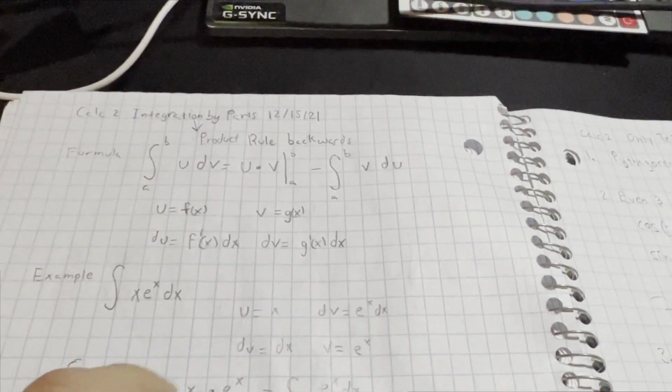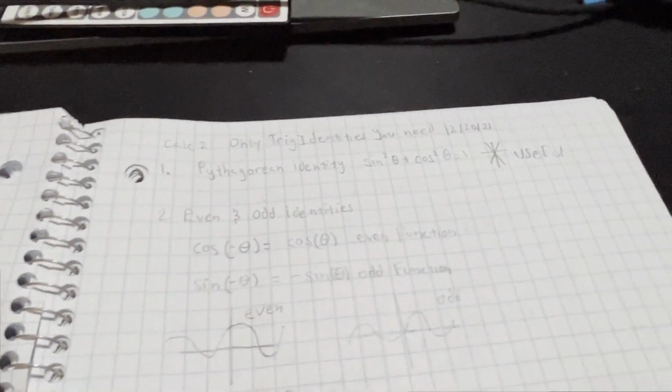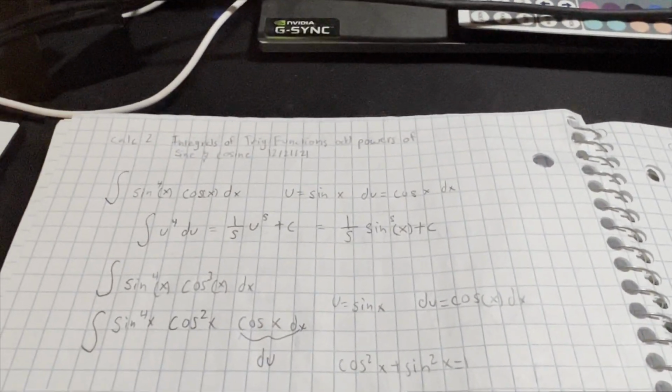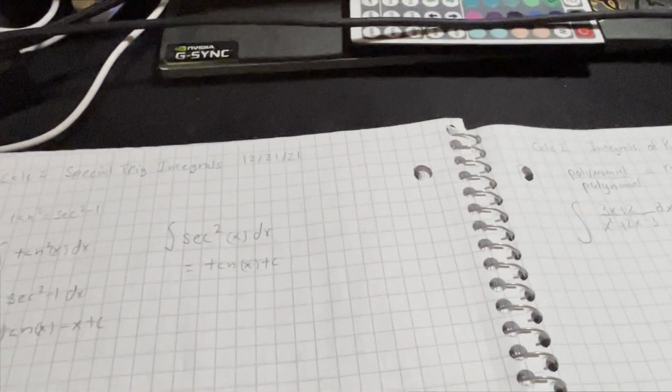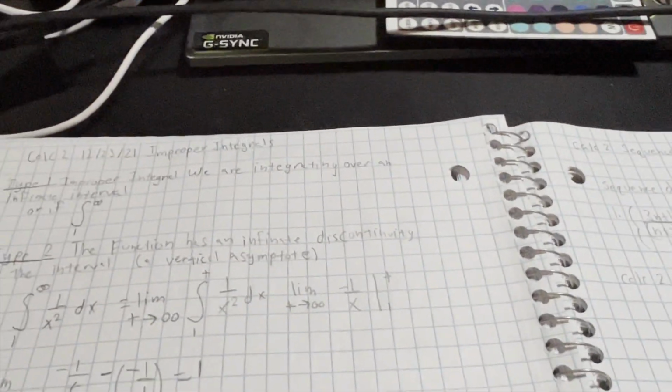Average value of the function. Integration by parts. I remember that. Only trig identities you need for more notes. Integrals of trig functions, all powers, sine and cosine. This was from 12/21/21. It's almost Christmas. Special trig integrals. Integrals of rational functions. Oh, I remember the improper integrals. What is this?